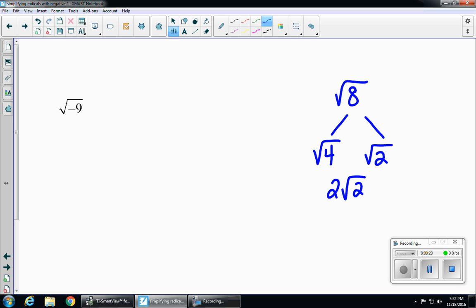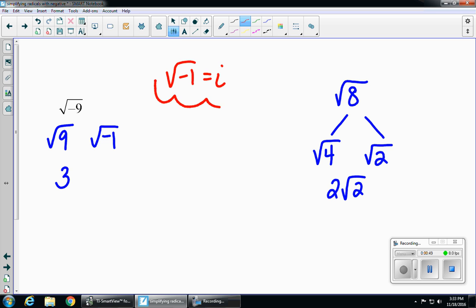So just as I split the square root of 8, I can break down the square root of -9 into two pieces. I can make it into the square root of 9 and the square root of -1. You know that the square root of 9 is 3, and by definition, the square root of -1 is going to equal i. So that's important to remember. So that means that I have 3 times i, which is 3i.